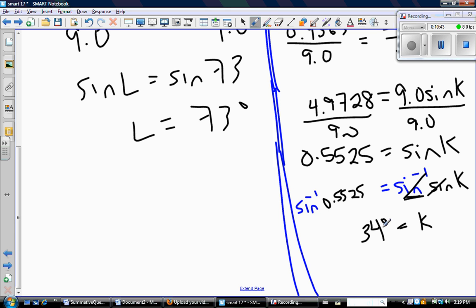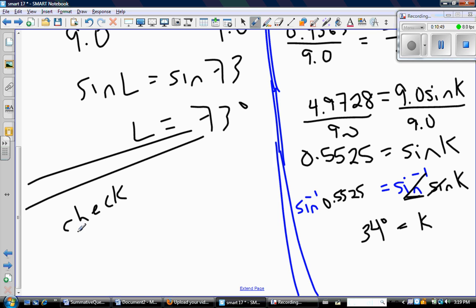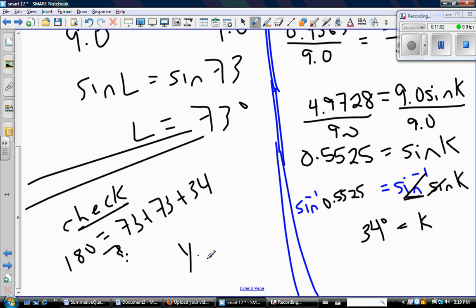And of course, I can do my check now. Hopefully you organize your work a little better. So is it true that 180 is 73 plus 73 plus 34? Is this a true statement? Yep. Therefore, I'm pretty happy with my math.